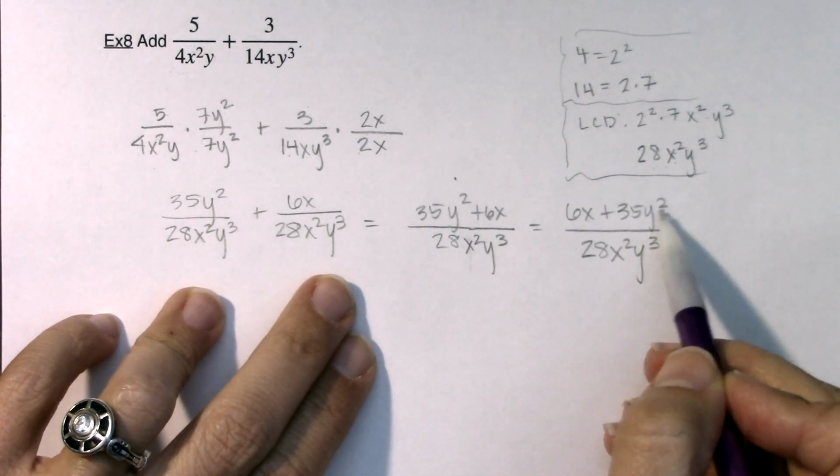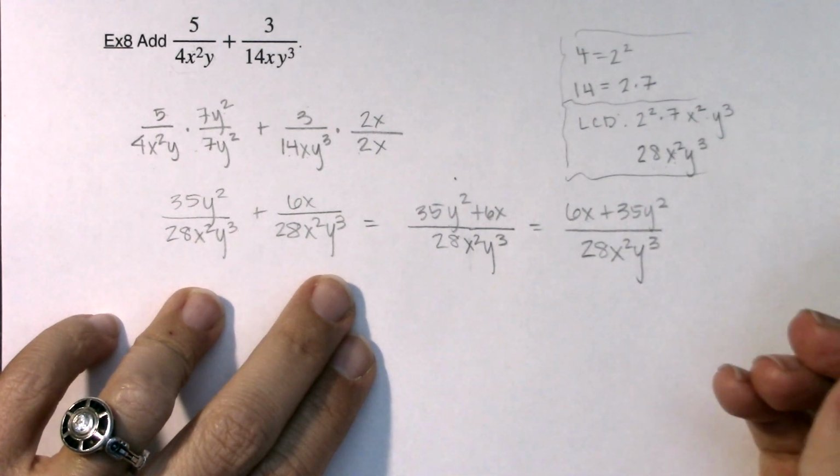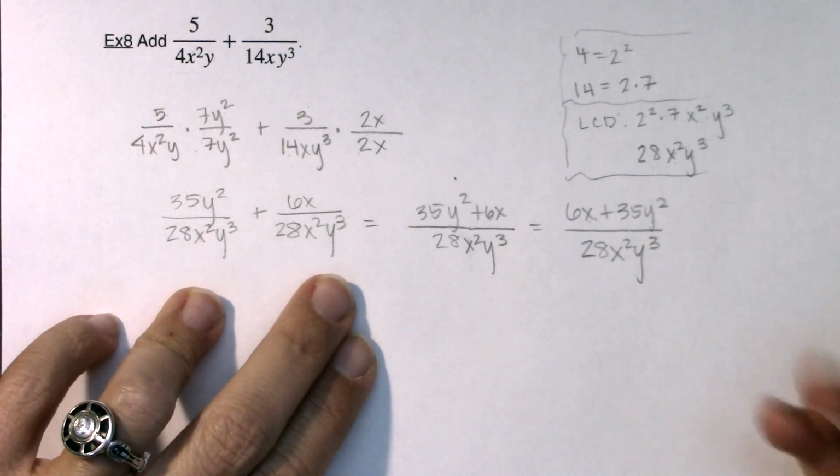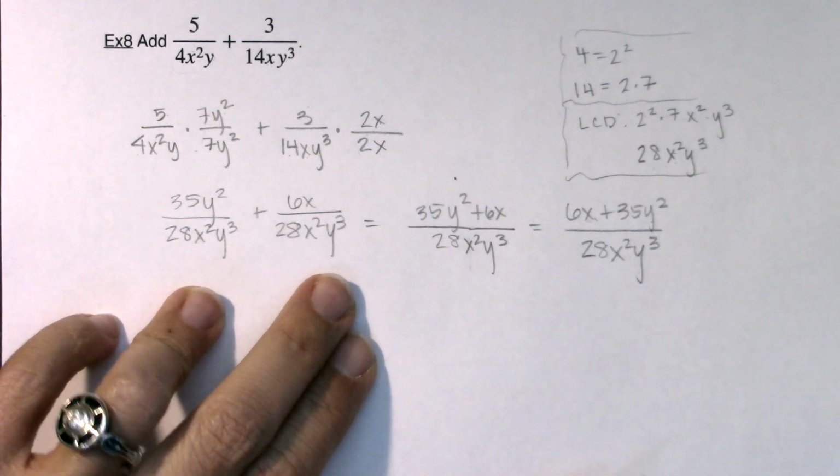There's nothing that I can actually factor out. 6 and 35 don't have anything in common, and x and y squared don't have anything in common. So I am done with example 8.